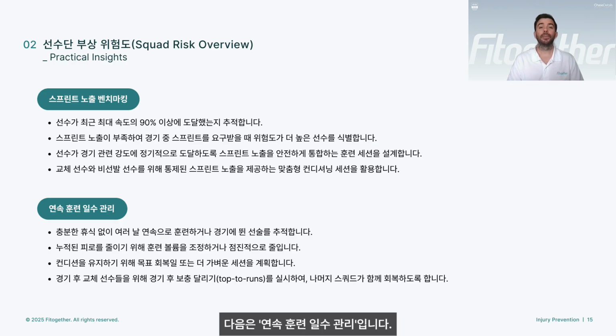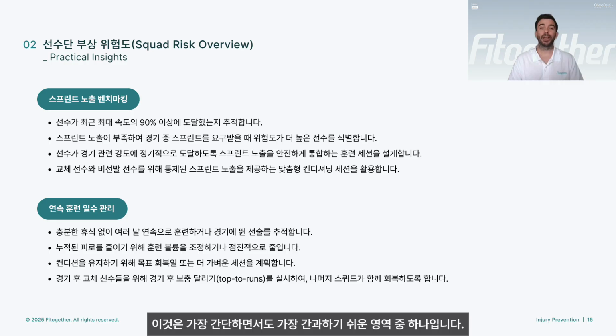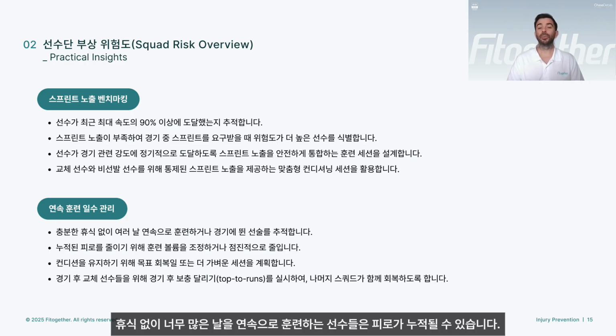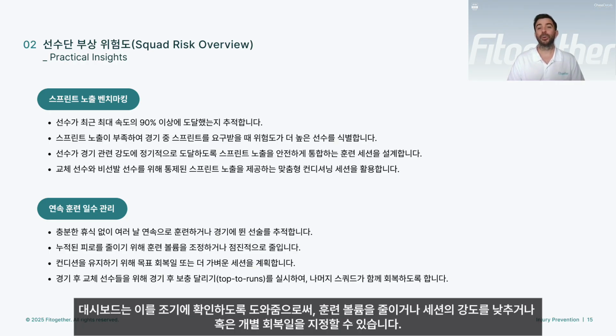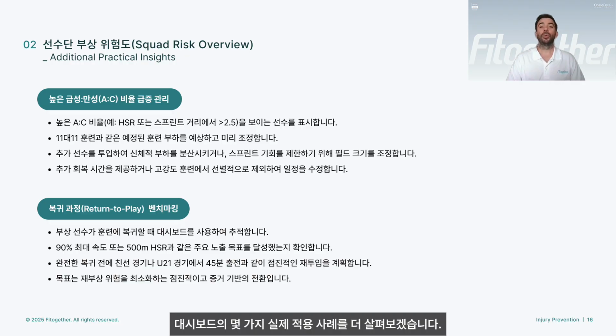Then we've got managing consecutive training days. This is one of the simplest yet most overlooked areas. Players who go too many days in a row without rest can accumulate fatigue. The dashboard helps you spot this early so you can reduce volume, taper a session, or schedule an individual recovery day. Here are a few more real-world applications of the dashboard.